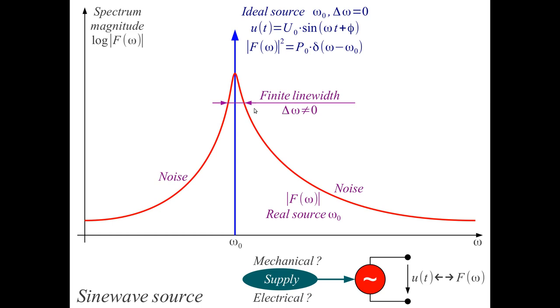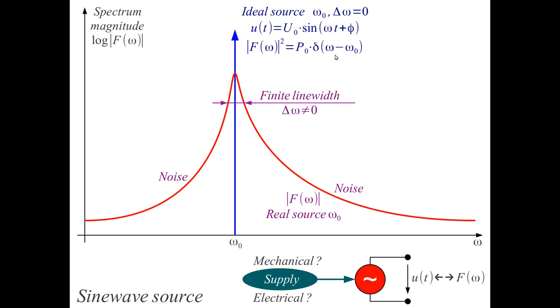In electronics, oscillators have very narrow line widths. Line widths are several orders of magnitude narrower than the central frequency. And for many, many years, textbooks on electronics considered line widths in electronics to be infinitely thin, so that this assumption with the delta function was valid. And most textbooks are written this way.